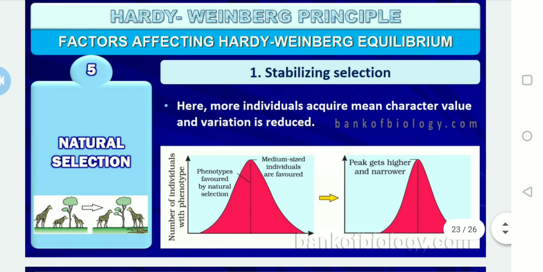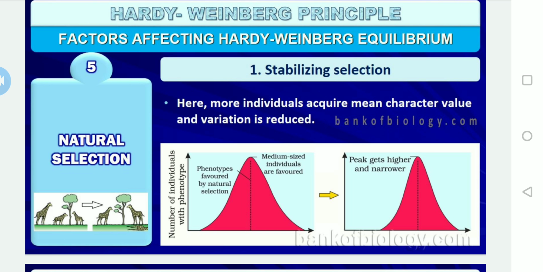The first one is stabilizing selection. In this case, more individuals acquire the mean character value and the variation is reduced. In the diagrammatic representation, consider an x and y axis, with the number of individuals against phenotype. If the phenotypes favored by natural selection are the medium-sized individuals, the peak gets higher and narrower. So this can be considered stabilizing selection. Are you getting it? In stabilizing selection, more individuals acquire the mean character value and the variation is reduced.